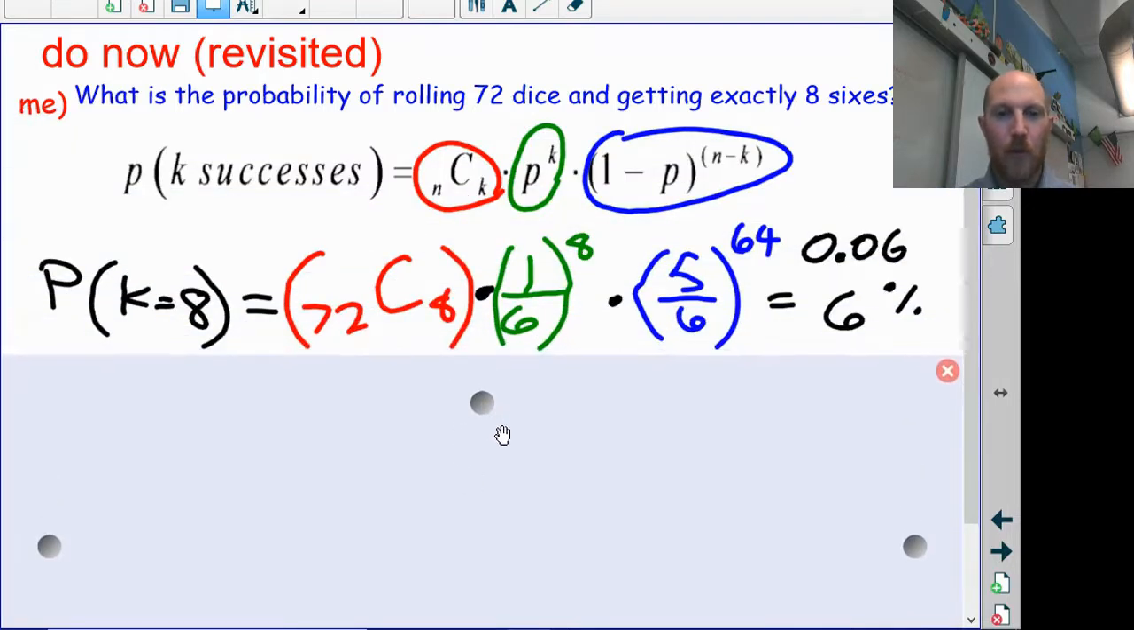So I've written this one down already, but I'll explain where these numbers are coming from. So here's the question. What's the probability of rolling 72 dice and getting exactly 8 sixes? Okay, so I'm going to win 8 times.